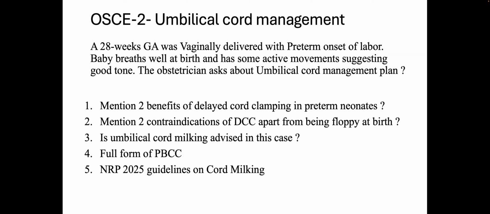So the first question is, what are the two benefits of delayed cord clamping in preterm neonates which are established? The second is, what are the two contraindications of delayed cord clamping? Apart from baby being floppy at birth, that's not a condition here. So is umbilical cord milking advised in this case? So can that be an alternative or can that be advised in this particular case?